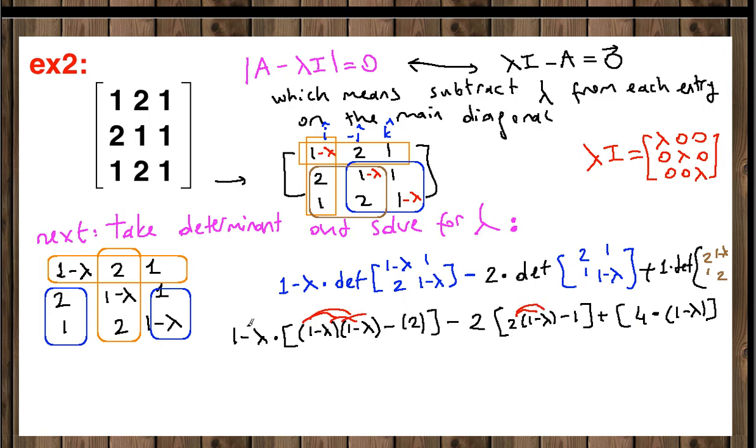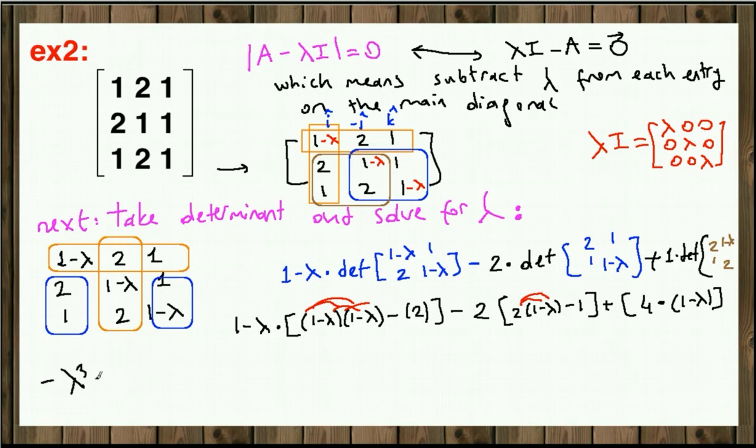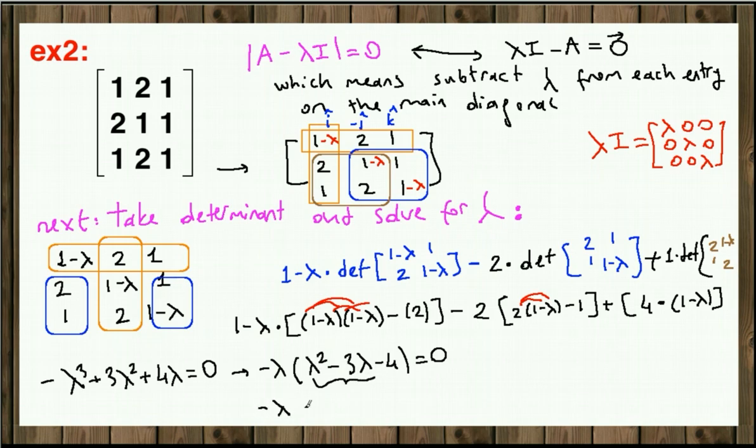If you carefully distribute and simplify, I'll leave the algebra part for you, what you get is negative lambda cubed plus 3 lambda squared plus 4 lambda equals 0. If we factor out negative lambda, we get lambda squared minus 3 lambda minus 4 equals 0. We can factor this quadratic as well: lambda plus 1, lambda minus 4.